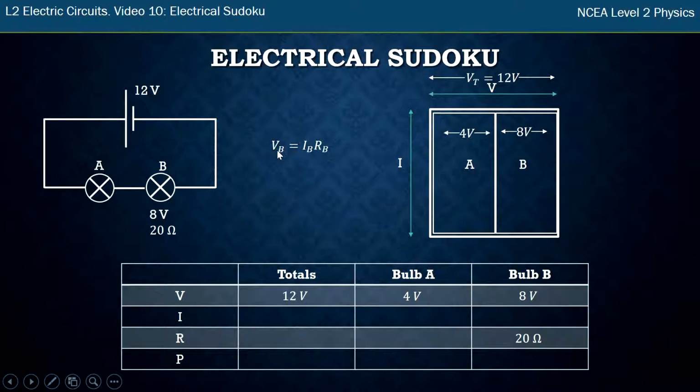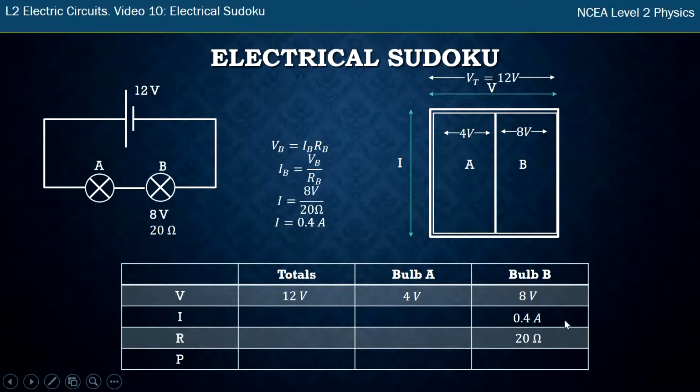So you want to make sure that when you're using this, you're only using the values from B to work it out. So I'm missing the current of B. So let's work that out. The current of B is rearrange V over R, put my values in, 8 over 20, and that gives me 0.4. So I can put this in here, 0.4.